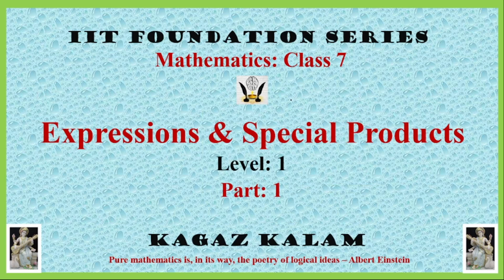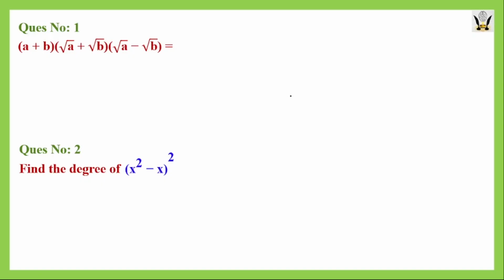In today's class, we will be solving a few problem sums based on expressions and special products which are of level 1. So let's get started. The first one we need to simplify, and for that we know many identities, and one of them is when we have x plus y multiplied by x minus y, that is equal to x square minus y square, that we know.